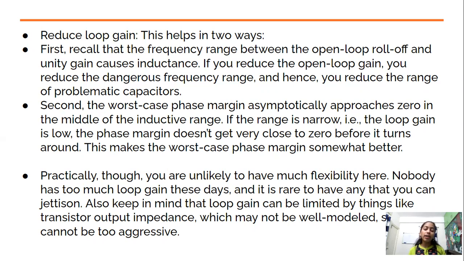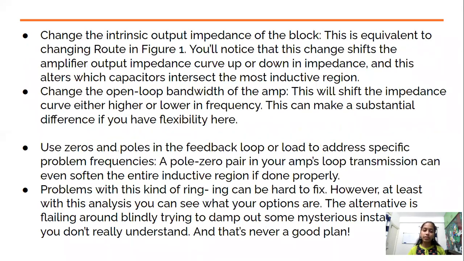Practically though, you are unlikely to have much flexibility here. Nobody has too much loop gain these days, and it is rare to have any that you can trade. Also keep in mind that the loop gain can be limited by things like transistor output impedance, which may not be well modeled and can't be too aggressive. Changing the intrinsic output impedance of the block is equivalent to changing the route in the frequency, figure 1.